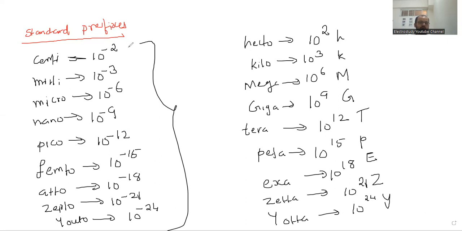Centi means small letter c. Similarly, milli means small letter m. Micro means mu. Nano means small letter n. Pico means small letter p. Femto means small letter f. Atto means small letter a. Zepto means small letter z. Similarly, yocto means small letter y. Like that you can represent. This also you can remember. Kindly make a note of this. So this part is over.